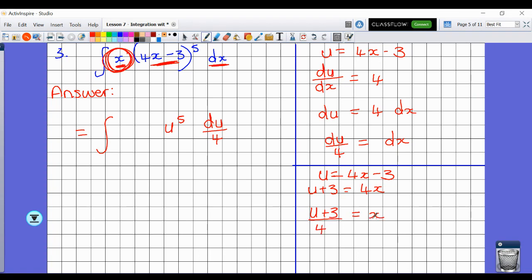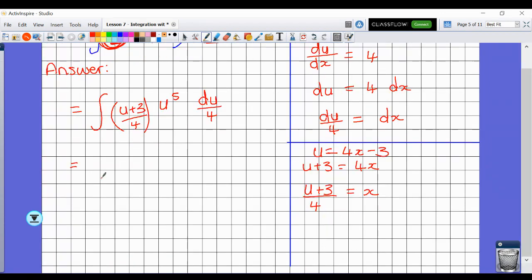And that's you got x by itself. Okay, so we're changing this x for (u plus 3) over 4. I'm just going to stick that in brackets too. Right, now have a look at this. This is not ready for integration just yet. A little bit messy, isn't it?